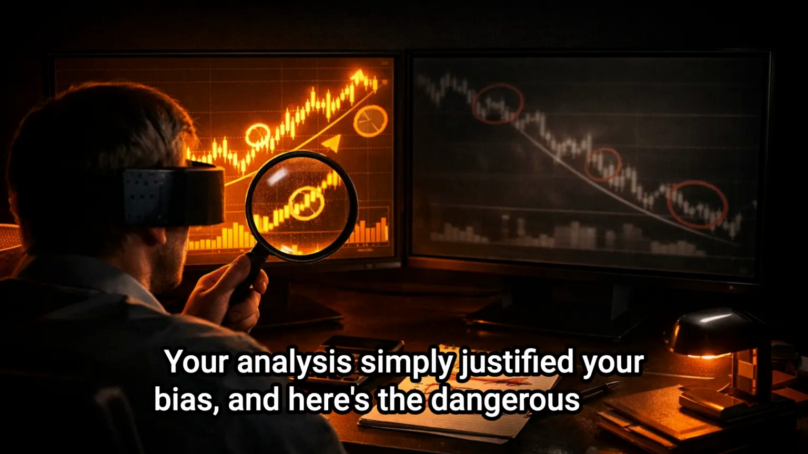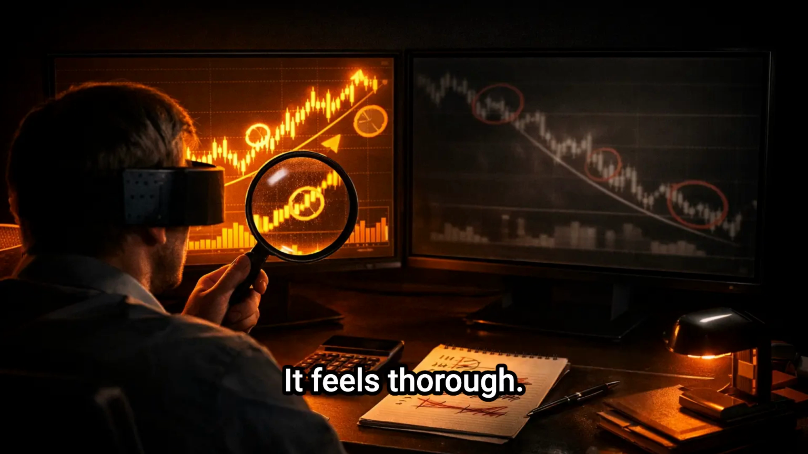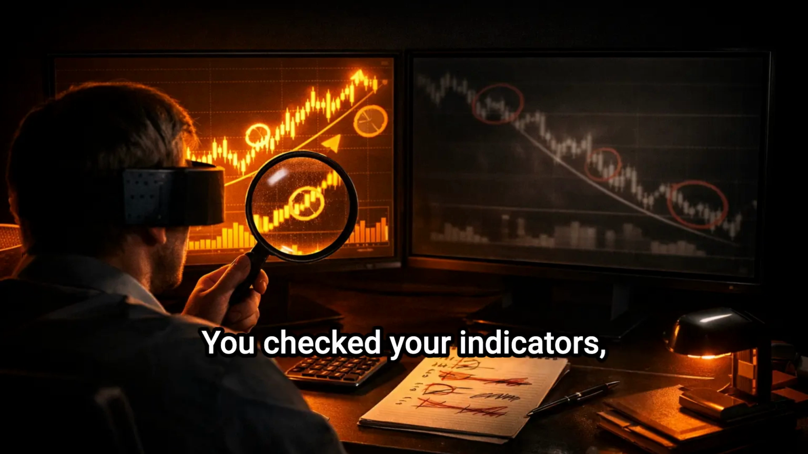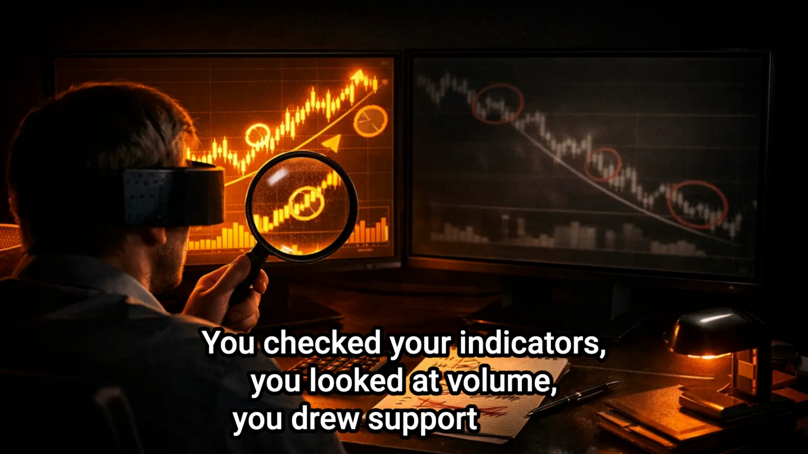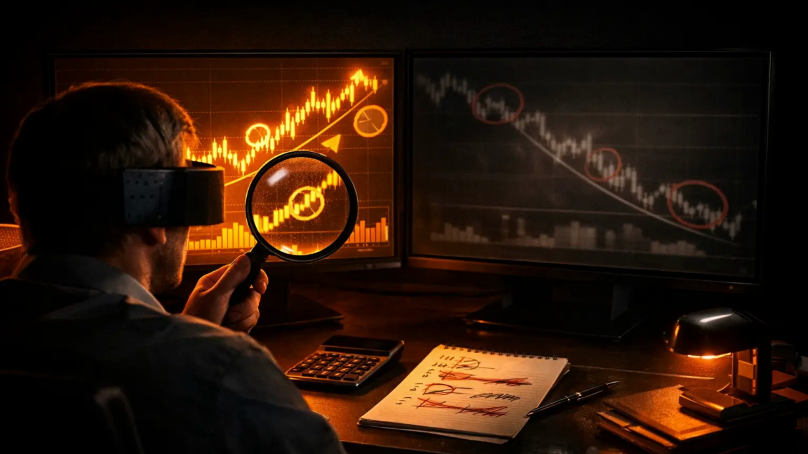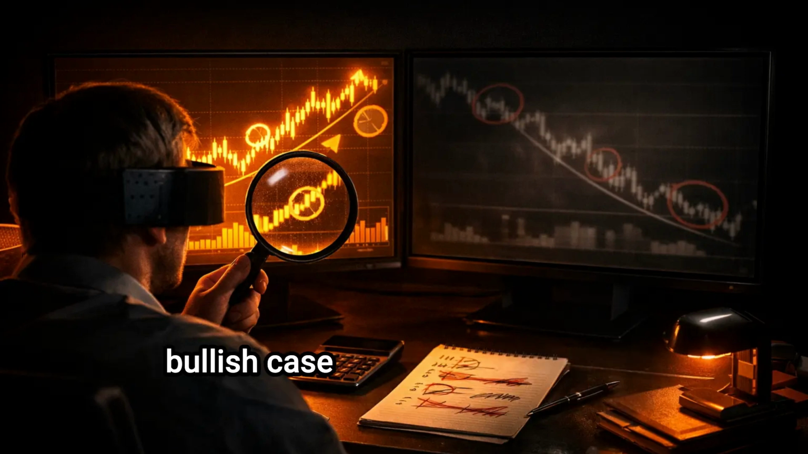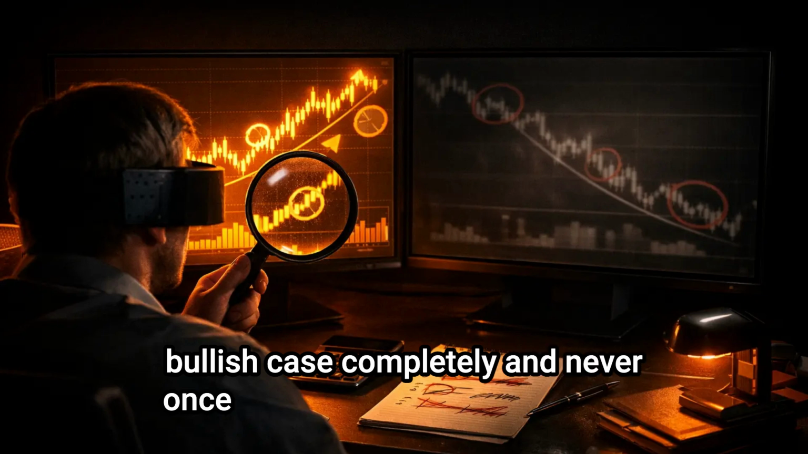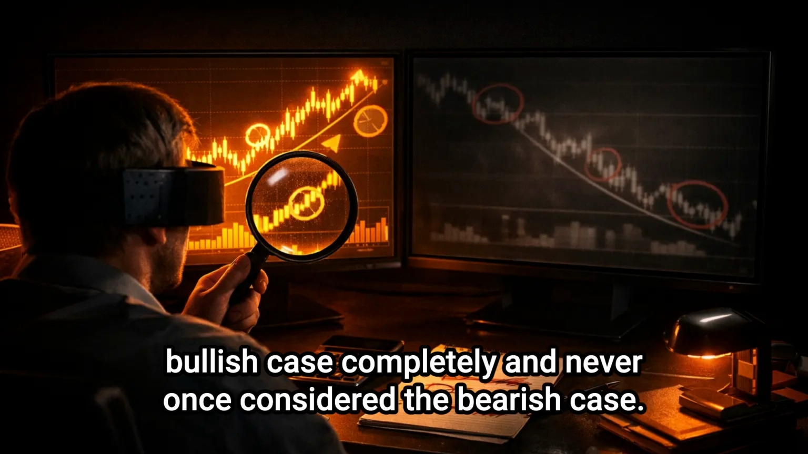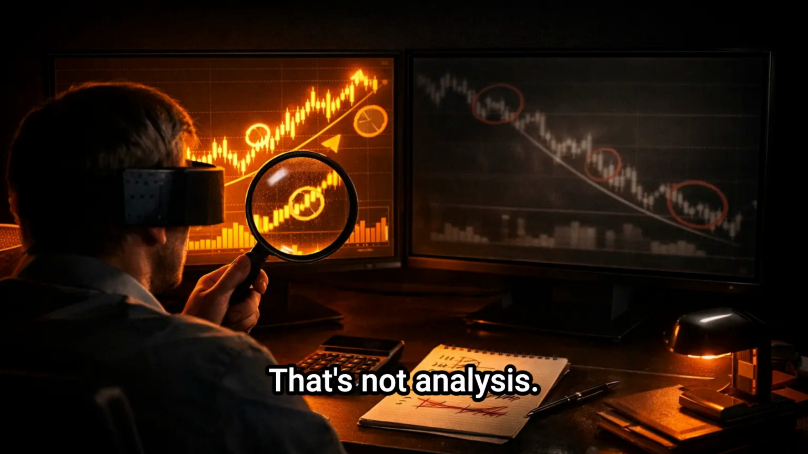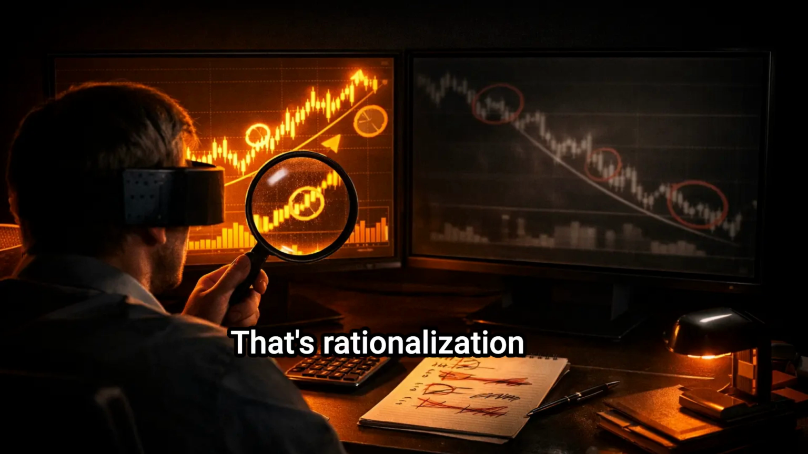And here's the dangerous part. It feels thorough. You checked your indicators. You looked at volume. You drew support levels. But being thorough doesn't matter if you're only looking in one direction. You analyzed the bullish case completely and never once considered the bearish case. That's not analysis. That's rationalization.